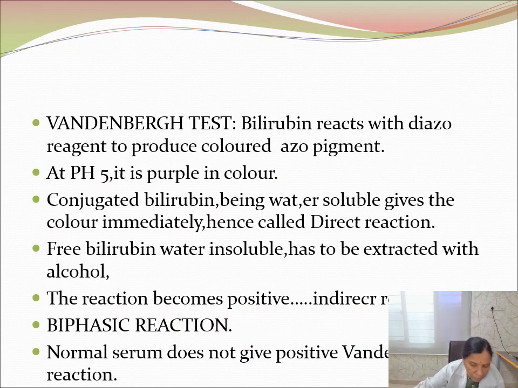For the estimation of bilirubin, we do the Van den Bergh test, where the diazo reagent is used, forming azobilirubin. Bilirubin combines with this diazo compound. Conjugated bilirubin, being water soluble, gives the color immediately, that is the direct reaction, and free bilirubin, water insoluble, reacts after adding alcohol. A biphasic reaction means that both the immediate reaction and the reaction after adding ethanol are positive. That is called a biphasic reaction, usually seen in hepatocellular jaundice. A normal serum does not give a positive Van den Bergh.